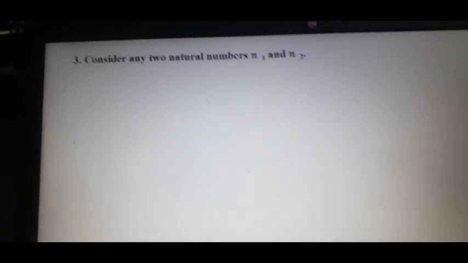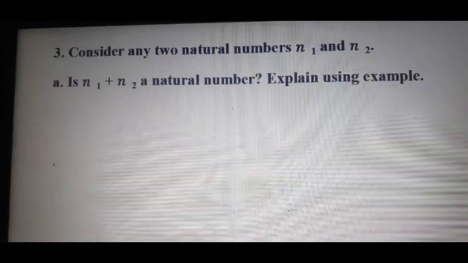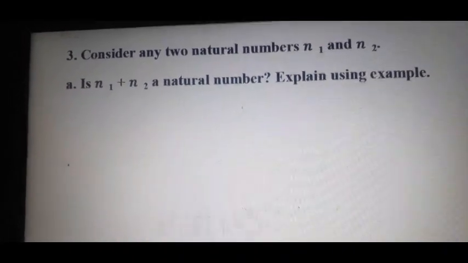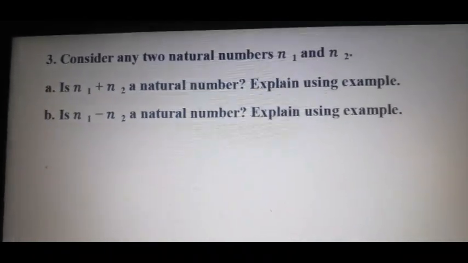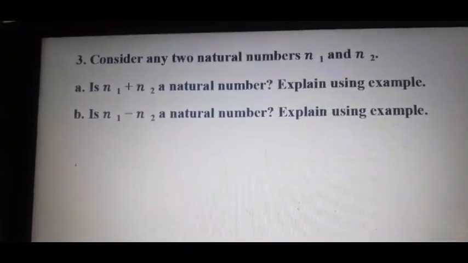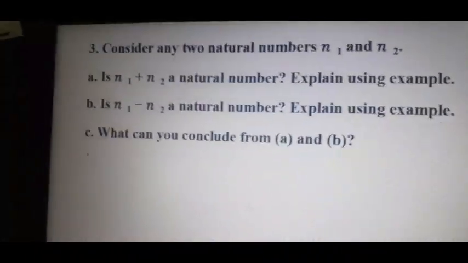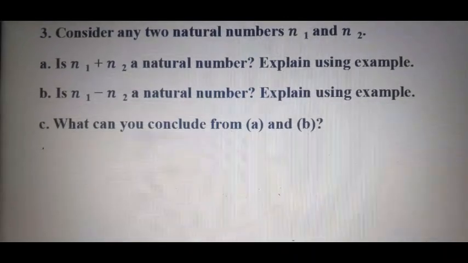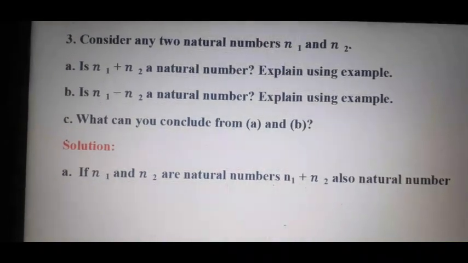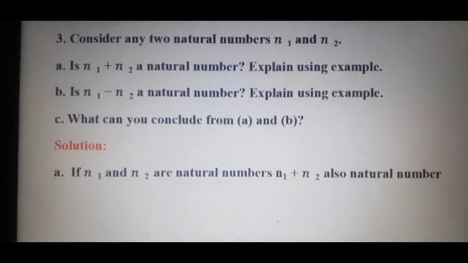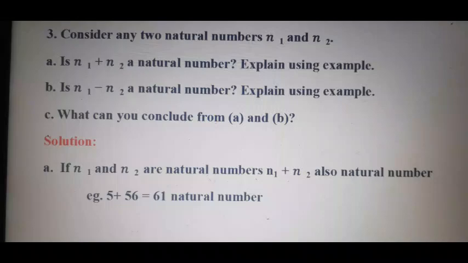Okay. Question number 3. Consider any two numbers n1 and n2. Is n1 plus n2 a natural number? Explain using examples. Is n1 minus n2 a natural number? Explain using examples. So for any two natural numbers n1 and n2, n1 plus n2 is also a natural number. See what you can conclude from A and B. Given two natural numbers n1 and n2, the sum of these two natural numbers is also a natural number. Therefore, the sum of n1 and n2 is also a natural number.